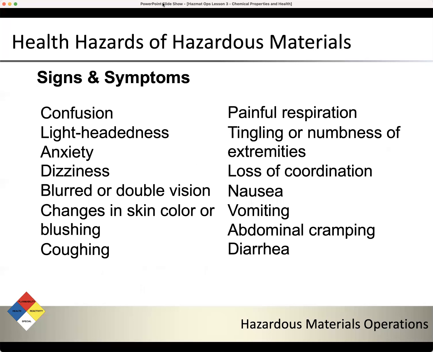Some signs and symptoms of the harm that hazardous materials can affect. Confusion, lightheadedness, anxiety, dizziness, blurred or double vision, changes in skin color or blushing, coughing, painful respiration, tingling or numbness of the extremities, loss of coordination, nausea, vomiting, abdominal cramping, diarrhea. These are just some examples. And looking at those signs and symptoms, many of those are very common signs and symptoms to non-hazardous materials illnesses.